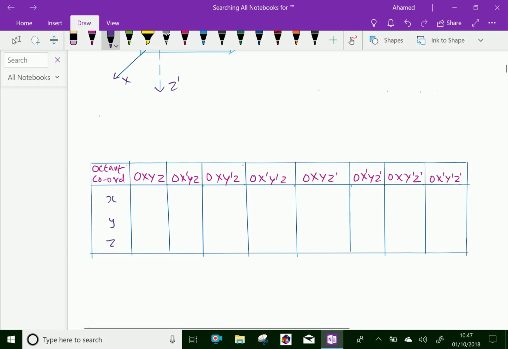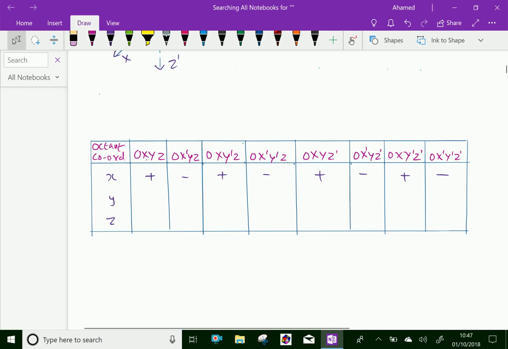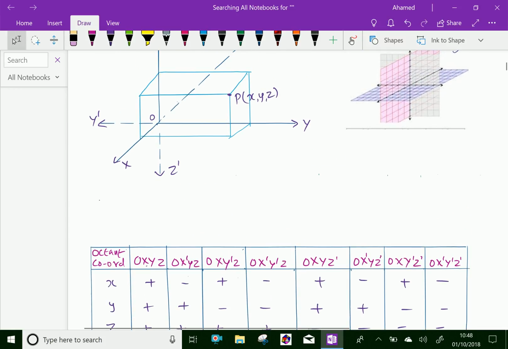Now the x coordinate is positive in the first octant OXYZ. Then negative, positive, negative, positive, negative, positive, negative. Regarding the y coordinate, the signs in the different octants are positive, positive, negative, negative, positive, positive, negative and negative. For the z coordinate, it is positive, positive, positive, positive, negative, negative, negative, negative. Regarding these signs, we can decide the point P of x comma y comma z.